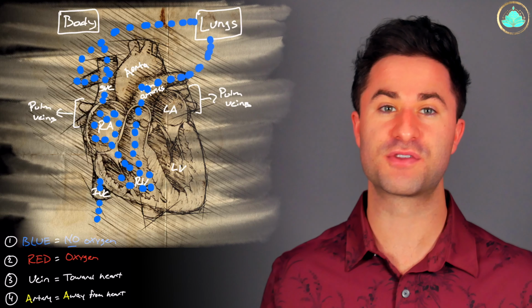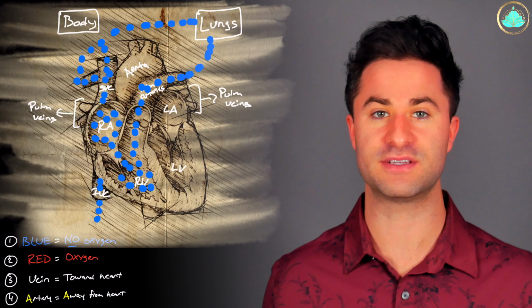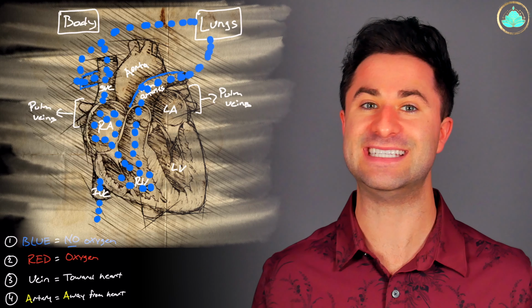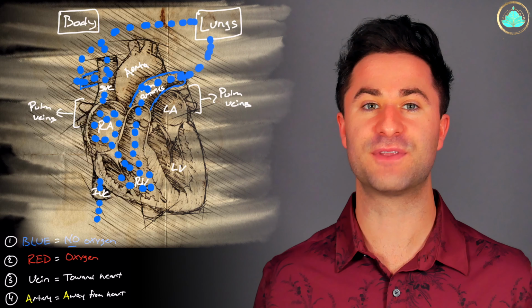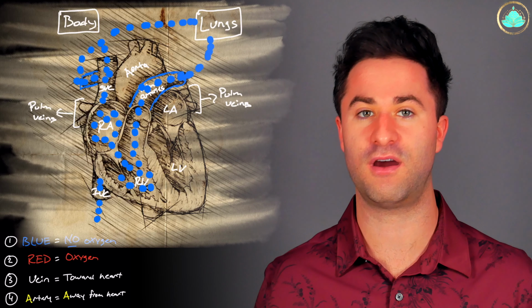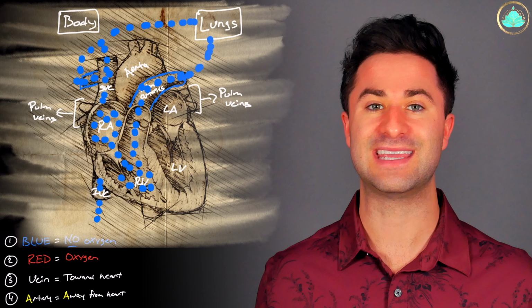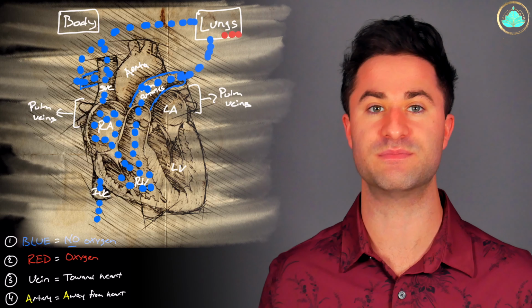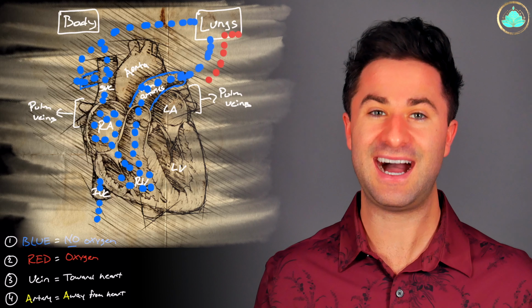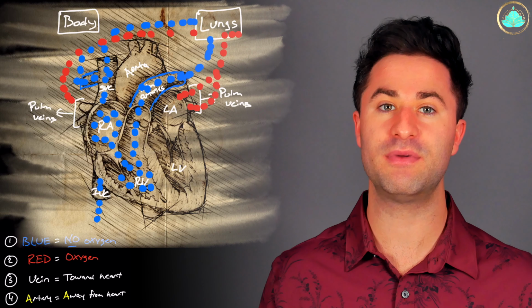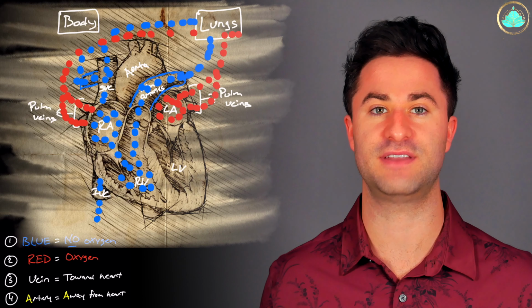It travels through the pulmonary arteries. These arteries are labeled blue because they're carrying deoxygenated blood, and they're labeled arteries because they're carrying blood away from the heart towards the lungs. In the lungs, gas exchange occurs and the blood becomes oxygenated. This newly oxygenated blood then travels through the pulmonary veins into the left atrium.